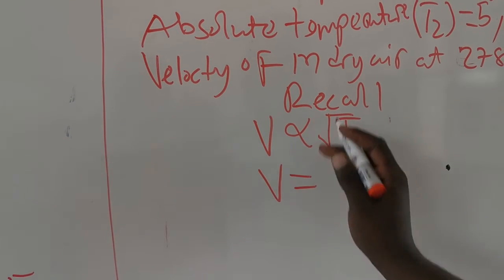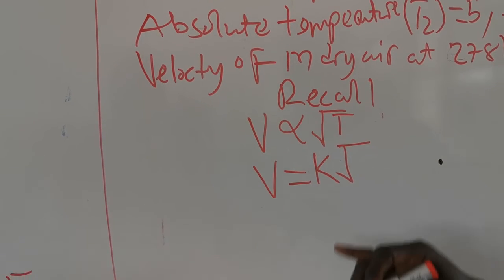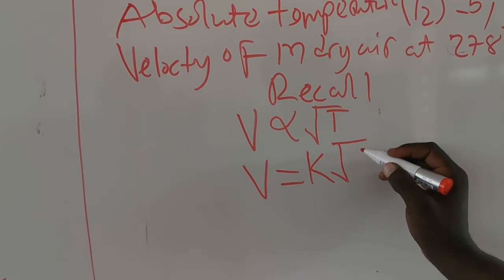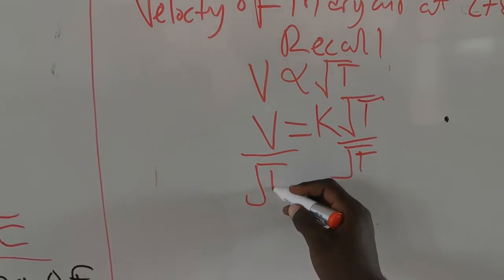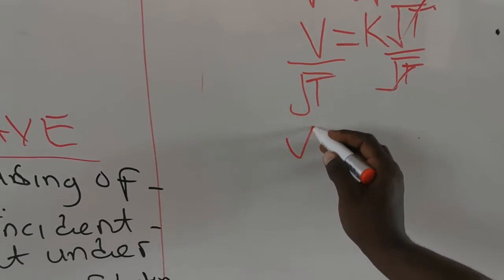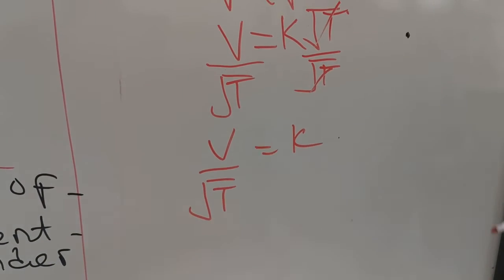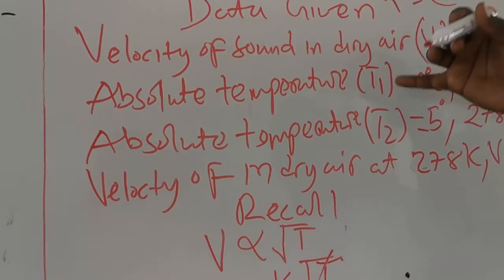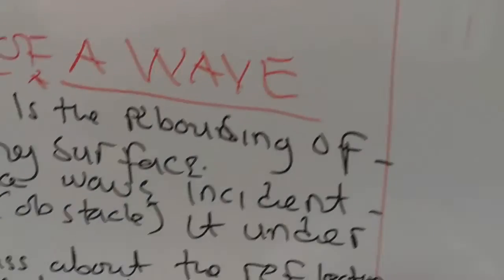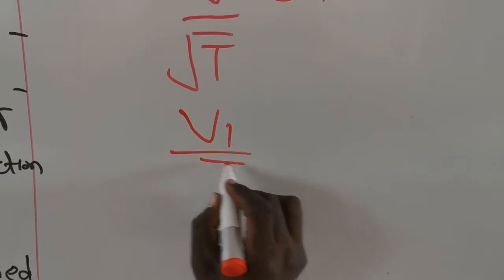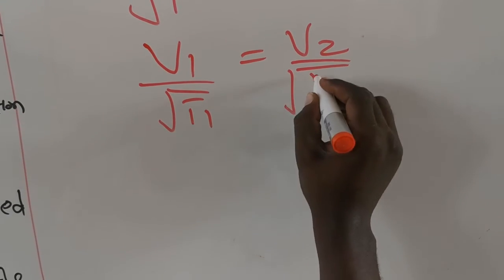Hii ni hesabu mwanafunzi wangu ambayo inapatikana katika rate and variations, siku moja tutakuja kuiangalia. Nikiremove hii proportionality sign nitaweka K, K ni proportionality constant. Nitadivide by under root of T, cancel, V over under root of T is equal to K. So because you have two variables here, V1, T1, T2, and V2. So V1 over under root of T1 equals V2 over under root of T2.